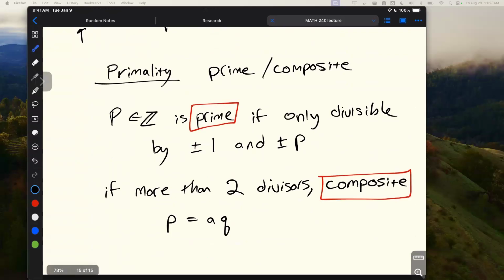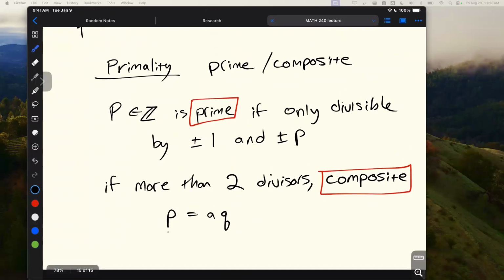So let's see, going back here. So if we've got P, then A is going to be, in this case, the divisor of P. And if we can add A so many times, if there's more than one A other than just one and P itself, then we say that P is not prime, it's composite. Okay.